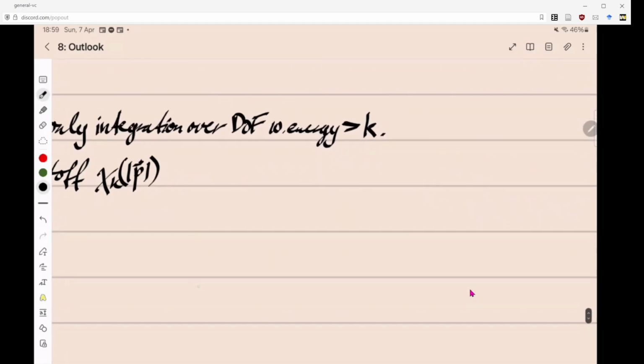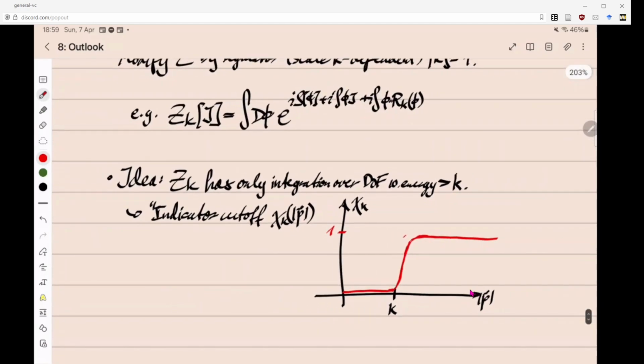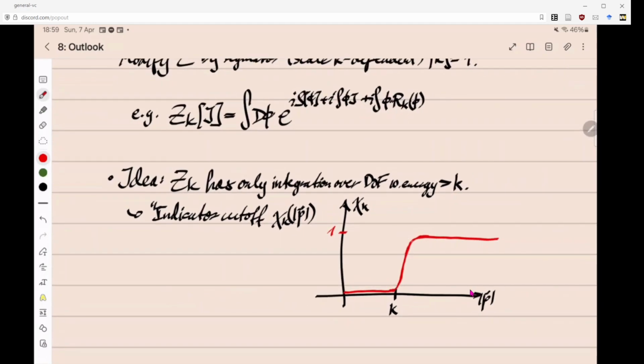which basically should go like this: below k it's basically 0, and at high energies it's basically 1, and it just interpolates between that. So what you do is you introduce a set of regulated path integrals which integrate out all of the higher energies.